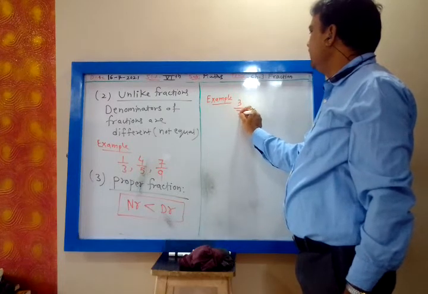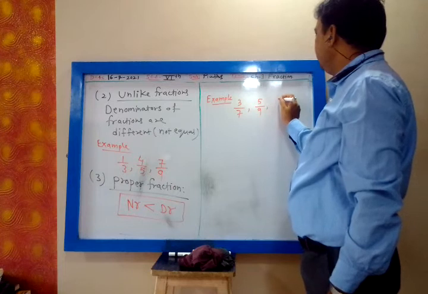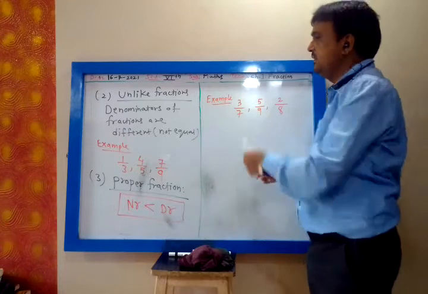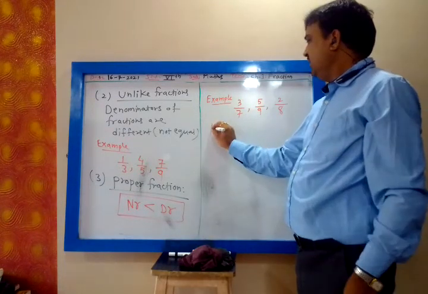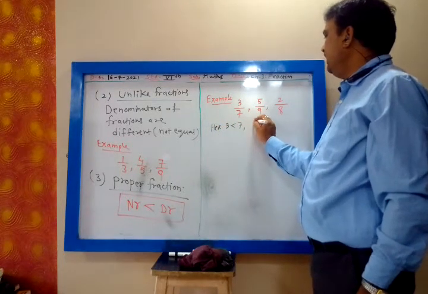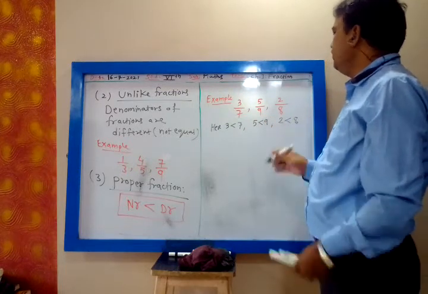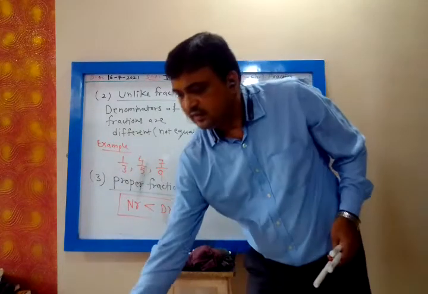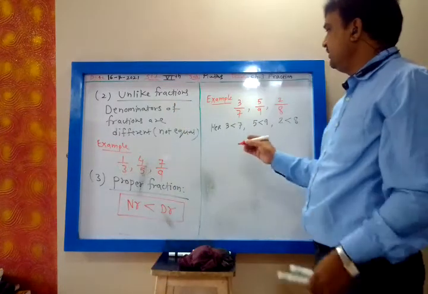When numerator is less than denominator, then they are called proper fraction. For example, 3/7, then 5/9, then 2/8. They all are proper fractions because numerator is less than denominator. 3 is less than 7, 5 is less than 9, and 2 is less than 8. So whenever numerator is less than denominator, they are called proper fraction.